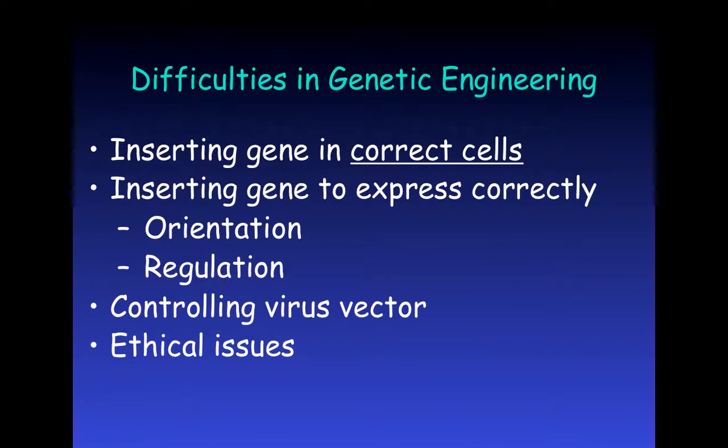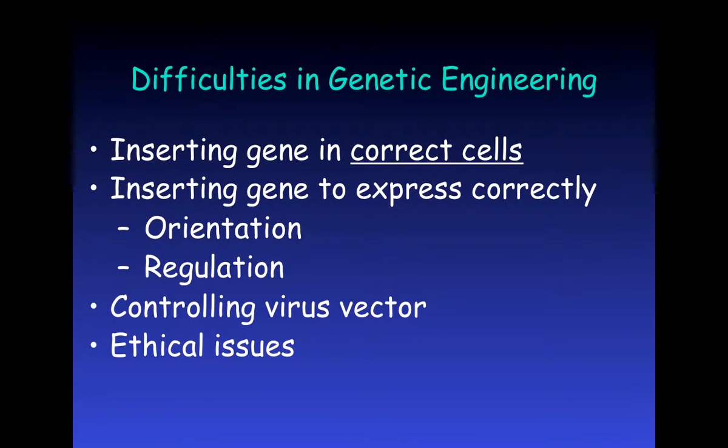So what are some of the challenges with this? Because these are technologies that exist, but they're not perfect. Well, first of all, getting the gene into the correct cells. Sometimes getting it to the right place is not as easy as it sounds. Getting the gene so that it expresses correctly. You have to worry about orientation of the gene. You also have to worry about regulation of the gene.